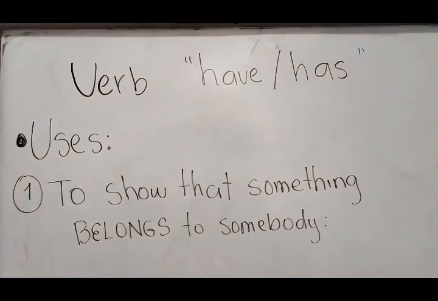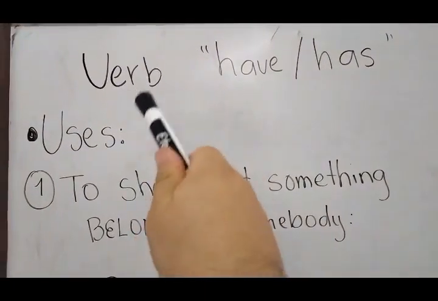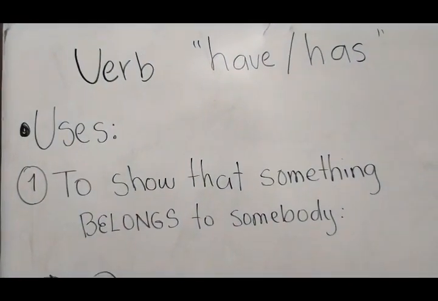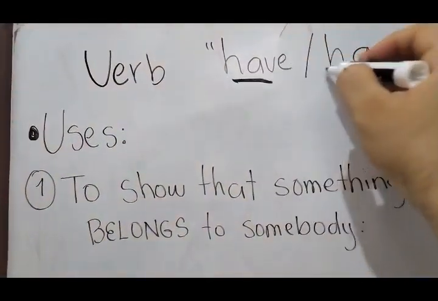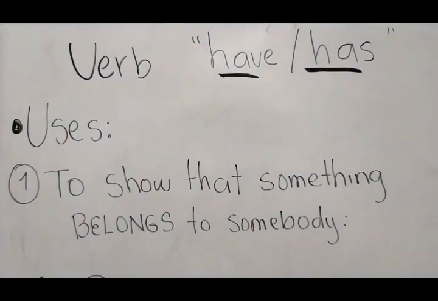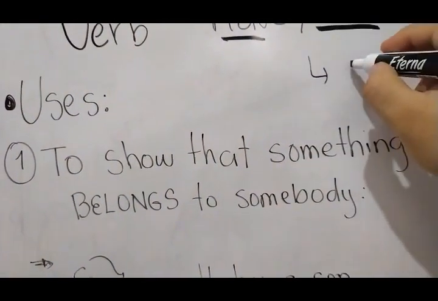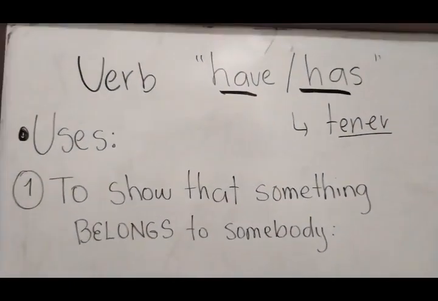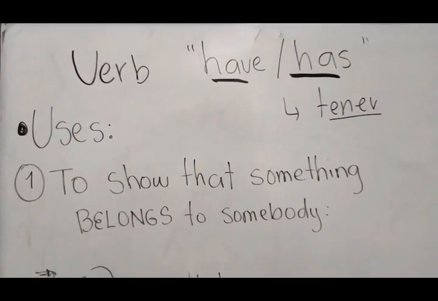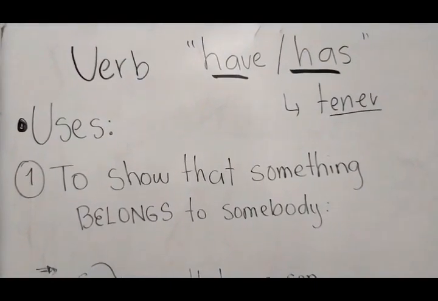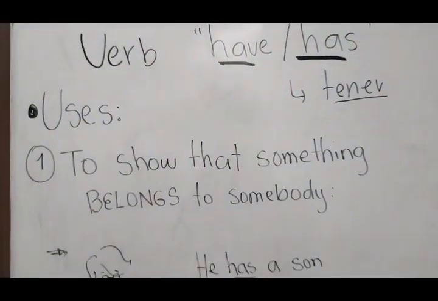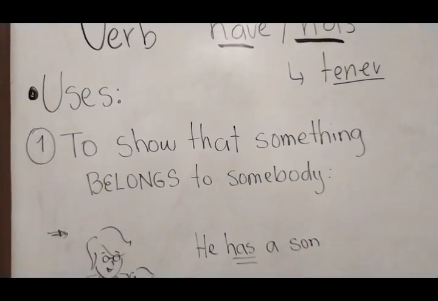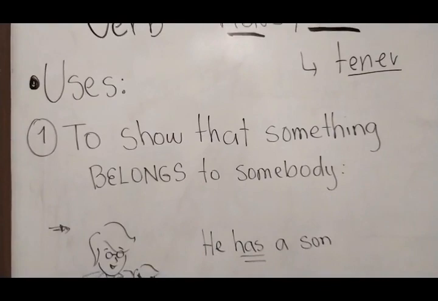So in the first section of the class, we're going to learn the use of the verb have and has. These two verbs mean exactly the same in Spanish. It means the verb tener. Yo tengo un carro, yo tengo una casa, yo tengo los ojos negros, etc. That means the verb have and has. So we're going to learn first the different uses that we can give to the verb have and has.